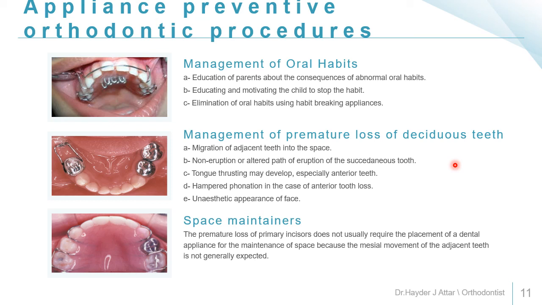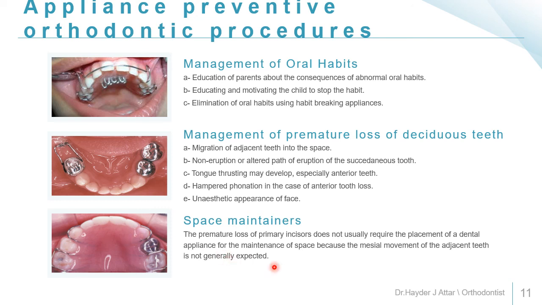with an effect on the phonetics of the child, in addition to an unaesthetic appearance of the face when there is a missing anterior tooth, and in this case, as in this picture, we use a removable space maintainer to restore the anterior teeth to give an aesthetic appearance for the child, to affect the psychology of the child, in addition to maintaining the space anteriorly before the eruption of the permanent teeth.